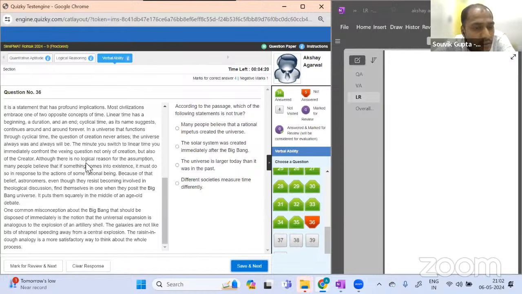But also creation always raises theological questions. Theological discussion finds itself in one when they posit the Big Bang universe, fairly in the middle of the age old debate on creation.